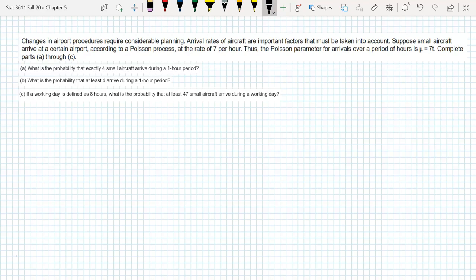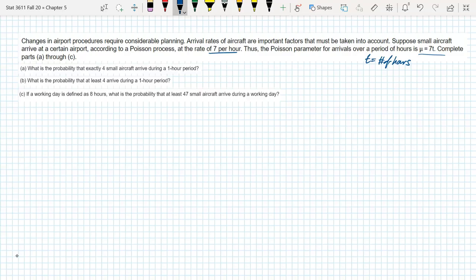Suppose small aircraft arrive at a certain airport according to a Poisson process at the rate of 7 per hour. Thus, the Poisson parameter for arrivals over a period of t hours is 7t. Okay, so then t here would be the number of hours. So complete parts A through C.